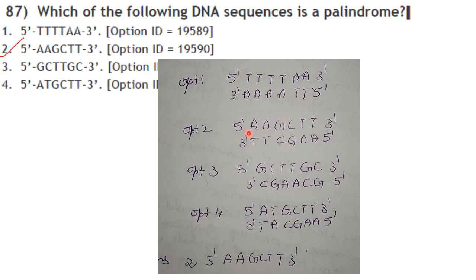We will see the second option. Second option is AAGCTT. And if you read in the 5' to 3' direction for the complementary strand, it will be AAGCTT. So option 2 is palindromic. Whereas option C is also not palindromic, and option 4 is also not palindromic. So answer is option 2.